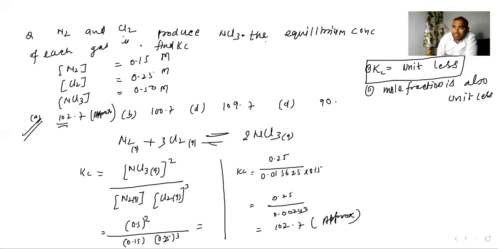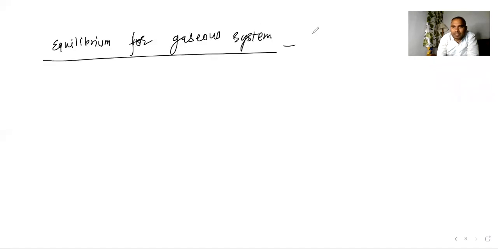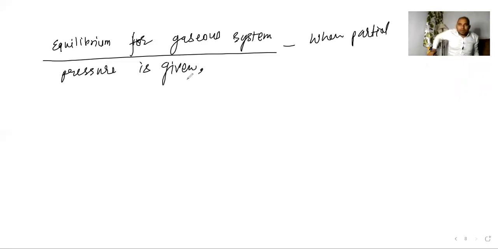Now, can I change the slide? Okay. Now the question is about the equilibrium constant in terms of a gaseous system. Gaseous system means when partial pressure is given. When the partial pressure is given, they are asking how we will be able to calculate the equilibrium constant. That we try to understand.